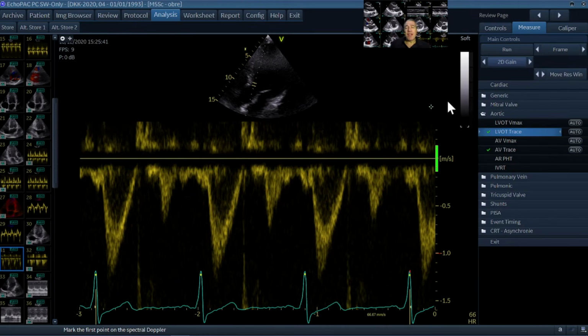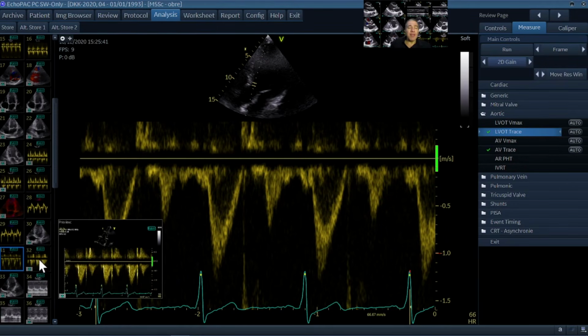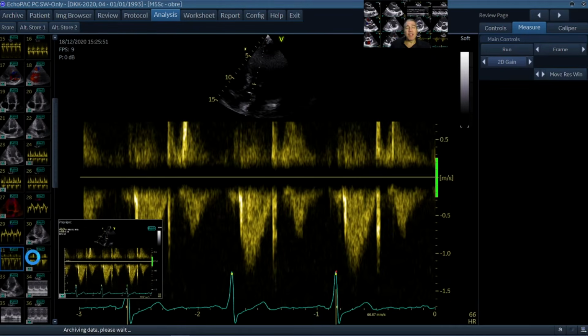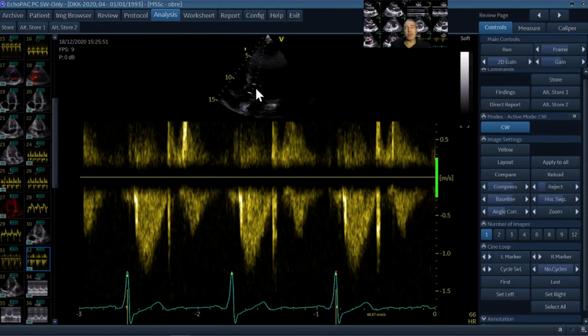Having done this, the most important measurement in the routine setting is to place a continuous wave Doppler across the aortic valve. Why a continuous wave? With a continuous wave Doppler you measure all the velocities across the whole line. With a pulse wave you measure only where your sample volume is.